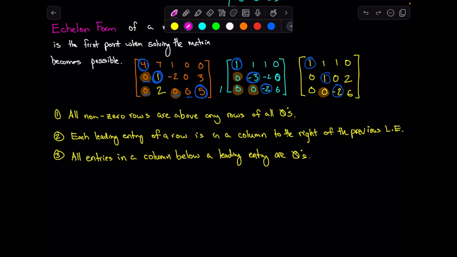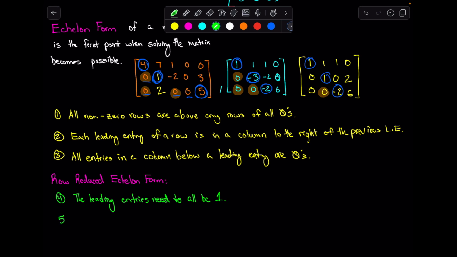We have one more, and it's called reduced or row reduced echelon form. So row reduced echelon form comes with 2 more restrictions. I'm going to label them as 4 and 5. There needs to be echelon form and then two more conditions. So the first condition is that those leading entries need to all be 1.